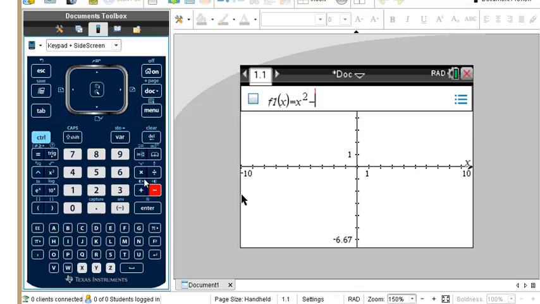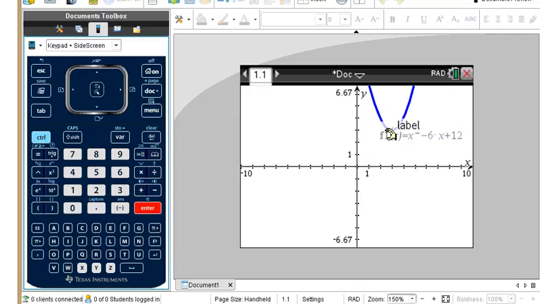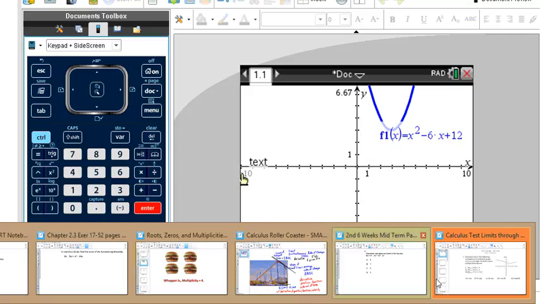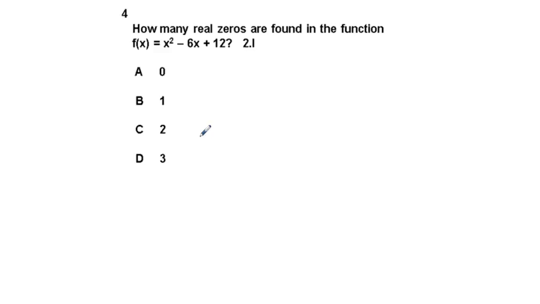minus 6x, and it's going to be plus 12. And here we are. We have no real solutions. There are no x-intercepts or zeros here, or real zeros. So we go to our answer choice and we say the correct answer is A, 0. Should be pretty easy.